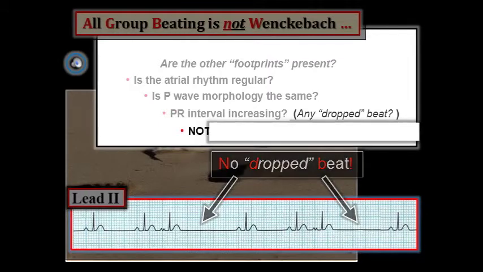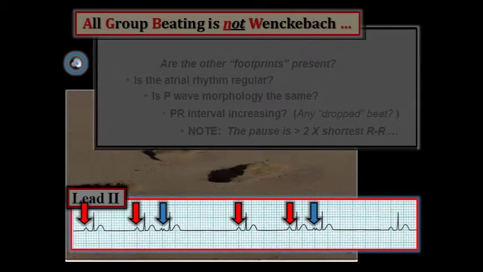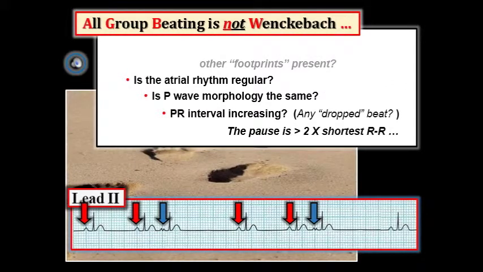Finally, note that each pause is clearly more than twice the shortest R2R interval, with the reason being that every third beat is a PAC, blue arrows, that then resets the SA node to produce a longer pause than would be expected if this was Mobitz 1. Bottom line, while the clue of group beating may be helpful most of the time in suggesting that AV Wenckebach may be present, there are other causes of group beating. That said, by keeping in mind the footprints of Wenckebach, it will usually be fairly easy to tell if Mobitz 1 second-degree AV block is or is not present.